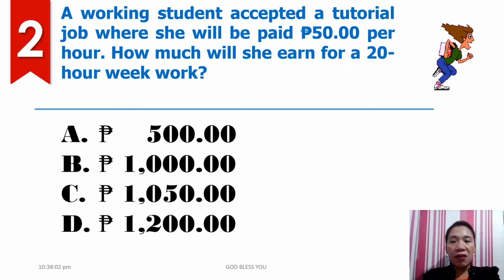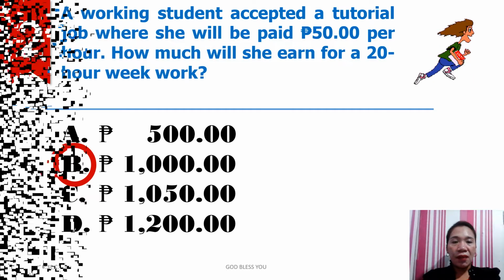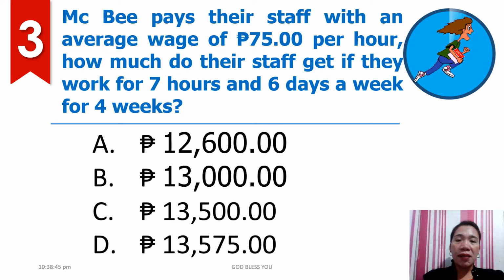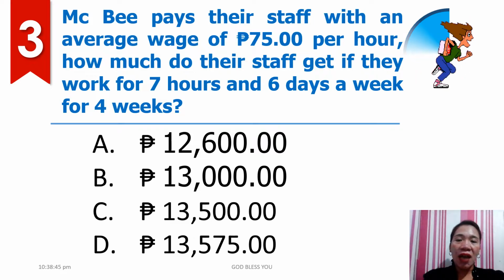Okay, time is up. The correct answer is letter B. Next, number 3. McB pays their staff an average wage of 75 pesos per hour. How much do their staff get if they work 7 hours a day, 6 days a week, for 4 weeks? Is it A, 12,600, B, 13,000, C, 13,500, D, 13,575? Come on, use your calculator.